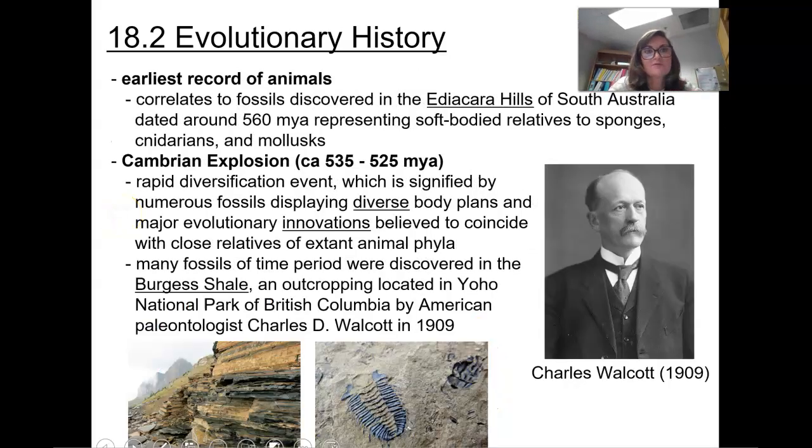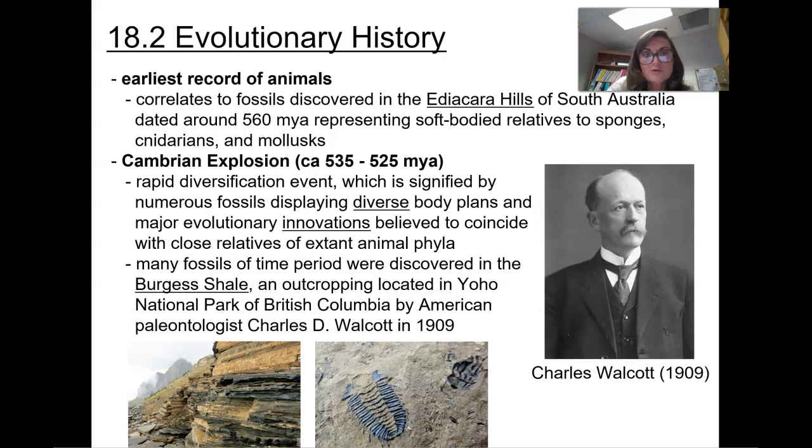The earliest record of animals is going to correlate with the fossils that were discovered in the Ediacara Hills of South Australia, dated around 560 million years ago, and this represents the soft-bodied relatives of sponges that are going to start to develop. So sponges, cnidarians, and the mollusks.